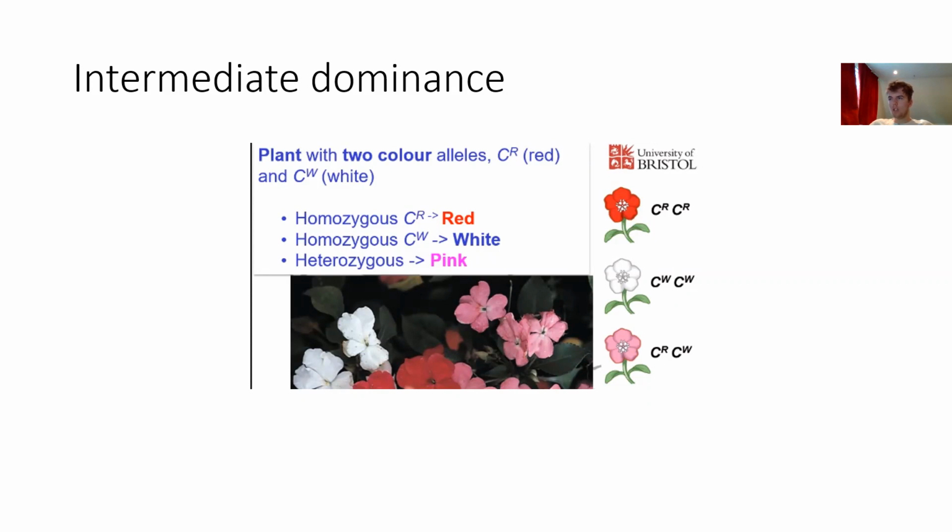This is useful because you can see which flowers will have which genotype. For example, a CR and a CW always make pink, a CW and a CW always make white, and a CR and a CR will always make red. So just keep that in mind. If anything has a CR, it'll be either red or pink. If anything has a CW, it'll be white or pink. Here we go.